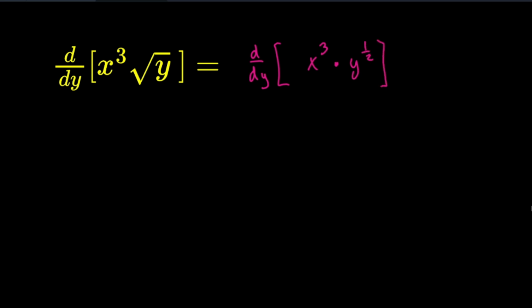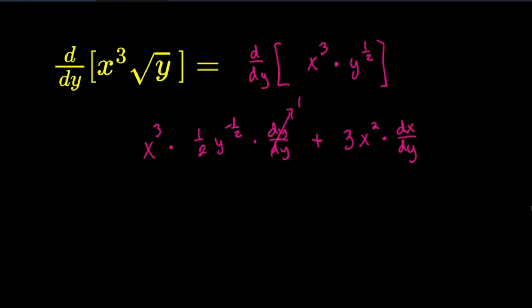Using the product rule, we'll leave x cubed untouched and take the derivative of the second piece, so 1/2 y to the negative 1/2 times the derivative of y with respect to y, which is 1, plus, and now this time we'll take the derivative of x cubed, which is 3x squared, times the derivative of x with respect to y, which is not 1, and then leave the y to the 1/2 as it was.